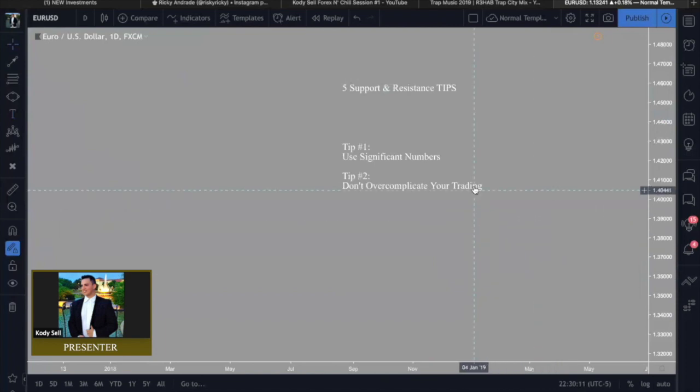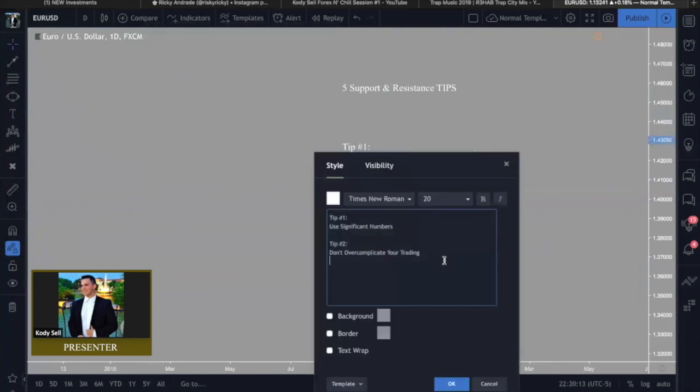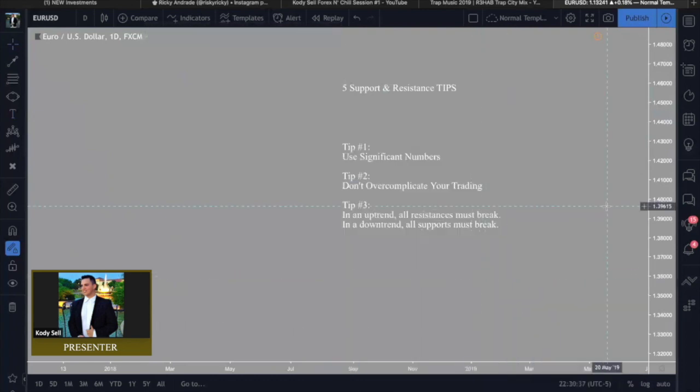Tip number 3 is that in an uptrend, all resistances must break. And in a downtrend, all supports must break. So what are we talking about in tip number 3? Tip number 3 is designed to help with the actual trading of support and resistance levels.